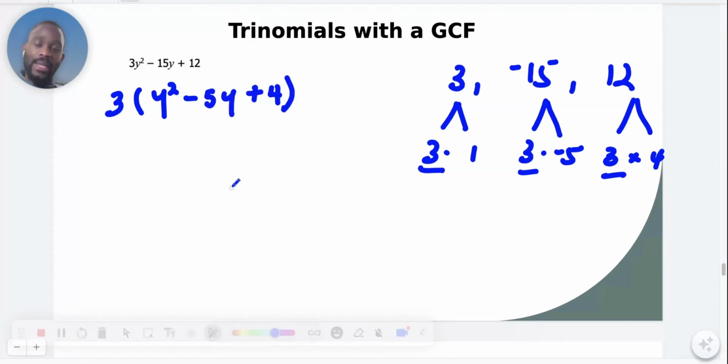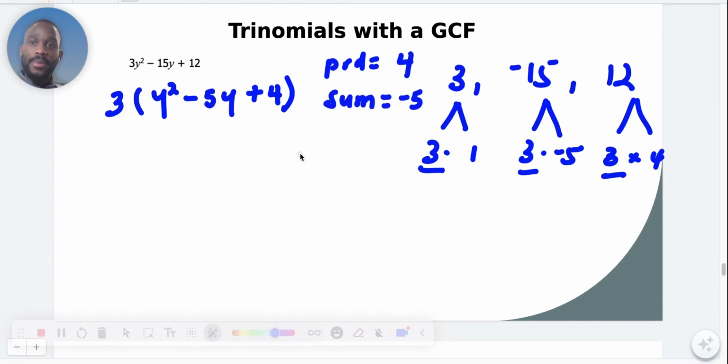Now let's apply our product and sum. The product is a times c, so the product is 4. And the sum is the middle term, which is minus 5. Which two numbers would we multiply together to get the product, which is 4, but then add to get the sum, which is minus 5? Pause the video and think about those two numbers: negative 4 and negative 1. If you multiply negative 4 times negative 1, you get the product of 4. And if you add these, they give you a sum of minus 5. So these two numbers are going to replace the middle term.